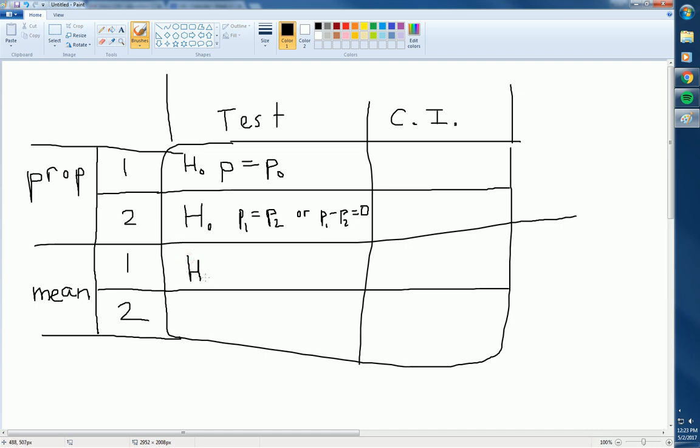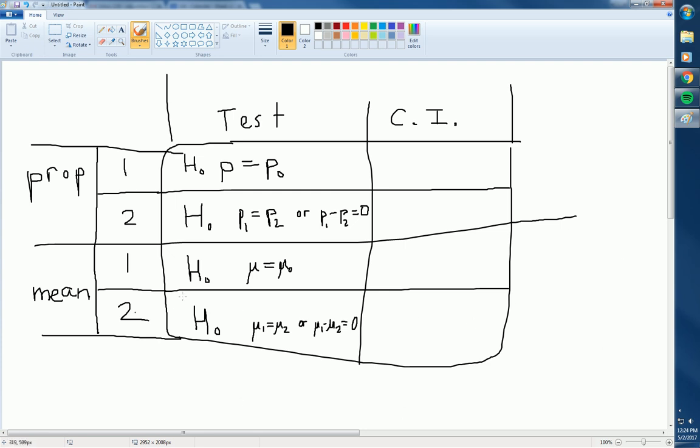In the test of a mean, you'll be testing whether your population mean is equal to some parameter mu naught, some number. And the alternative, once again, can be defined as well. In the test of two means, you'll be testing whether mu1 is equal to mu2, or if you want to think of it the other way, mu1 minus mu2 is equal to 0. So ask yourself three questions on every problem. Is it a test or a confidence interval? Is it a proportion or a mean? Is it one sample or two?